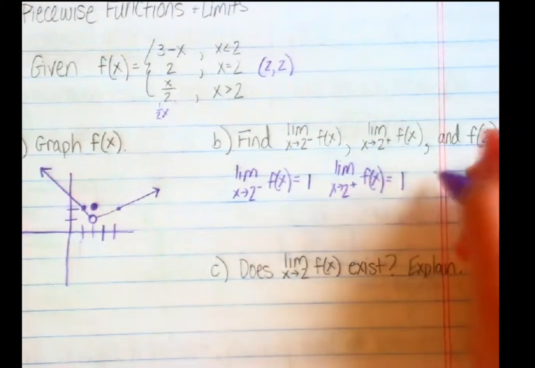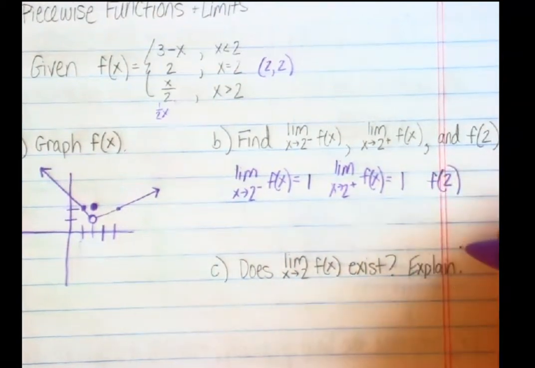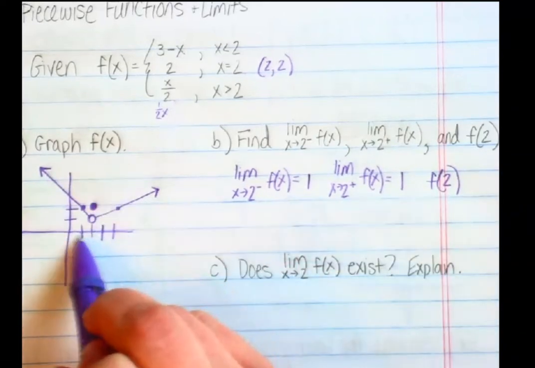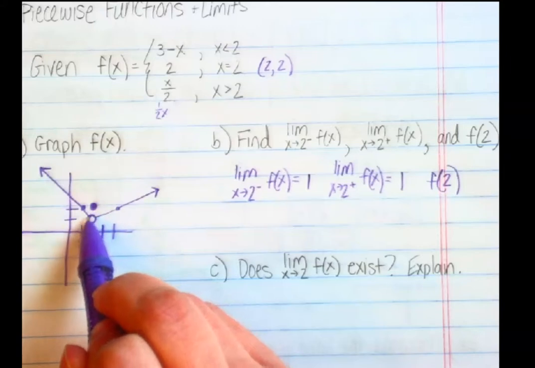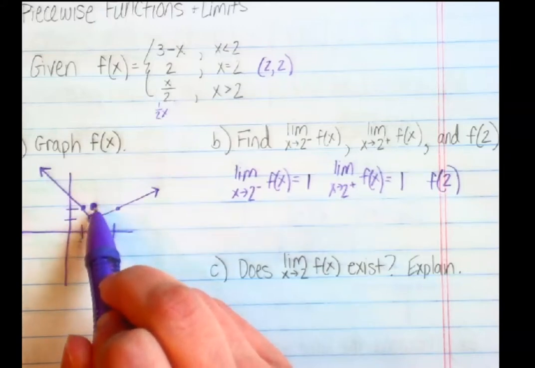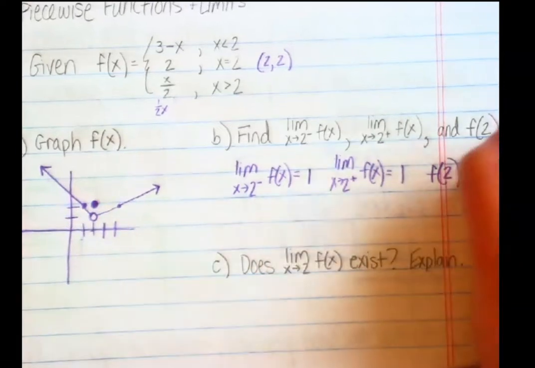For this last piece, f of 2, that's saying what is the function actually defined at when x equals 2. So now I'm not looking for a limit. I'm saying, when x equals 2, where's the point? And be careful, an open circle does not count as a point. It has to be a closed circle, which would be this one right here. And that y value would be 2. So f of 2 is going to equal 2.